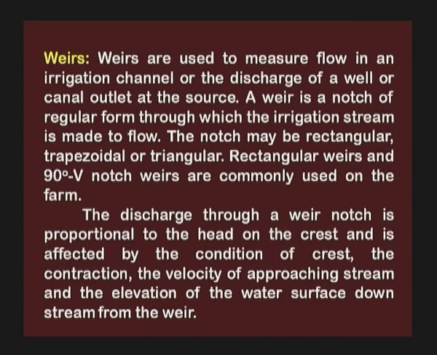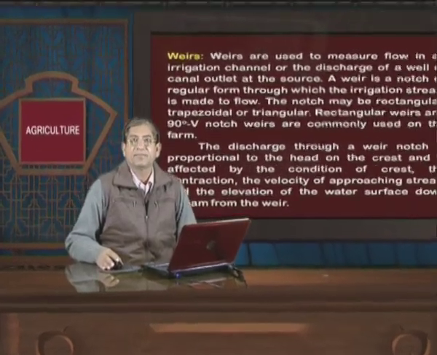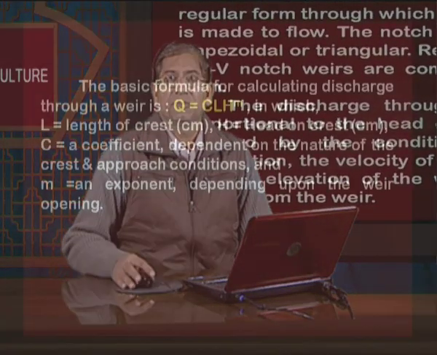The discharge through a weir notch is proportional to the head on the crest and is affected by the condition of the crest, the contraction, the velocity of the approaching stream, and the elevation of the water surface downstream from the weir. Weirs are generally used for varying stream sizes. These are used for small as well as large streams.